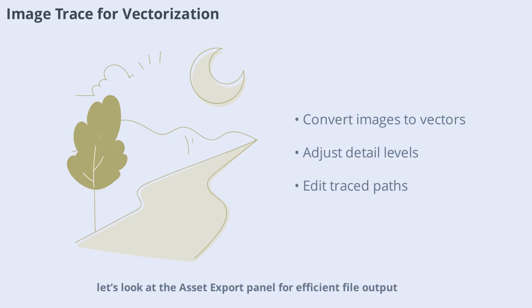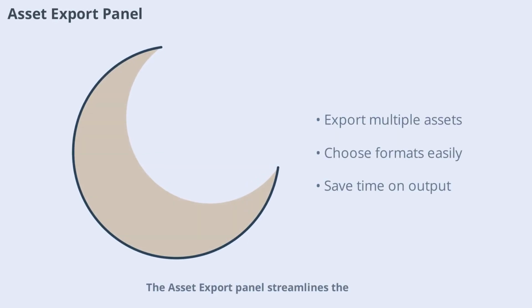Next, let's look at the Asset Export panel for efficient file output. Asset Export panel streamlines the process of exporting multiple graphics at once. Simply drag objects or artboards into the panel, choose your export settings, and Illustrator generates files in your desired formats and sizes. This is ideal for web design, app development, and creating asset libraries. You can export PNGs, SVGs, PDFs, and more, all with a few clicks. The Asset Export panel saves time and ensures consistency across your exported files.